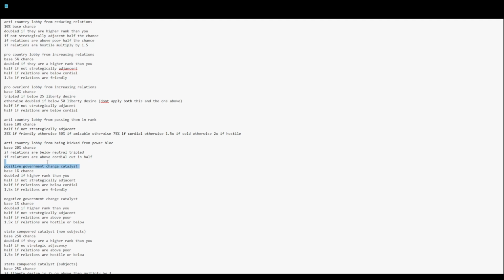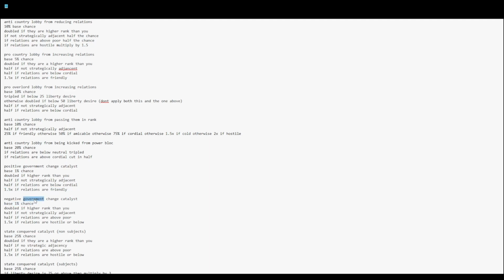Positive government change catalyst, so this means you change your government to align with theirs. This one has a base of a 1% chance. Doubled if they're a higher rank than you, half if not strategically adjacent, half if relations are below cordial, 1.5 times if relations are friendly.